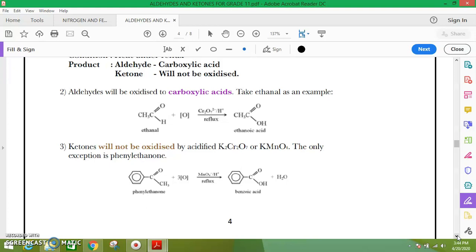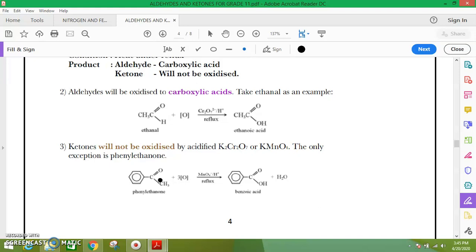Look at here, phenylethanone. This group we call phenyl, and C and CH3, C double bond O and CH3, because we have two carbons, so we call ethane. So this carbonyl carbon, on one side is a CH3 group and on the other side a phenyl group. So we can say this compound belongs to ketones. That's why we write ethanone. The addition of oxygen again by using potassium permanganate KMnO4 in the presence of acid.